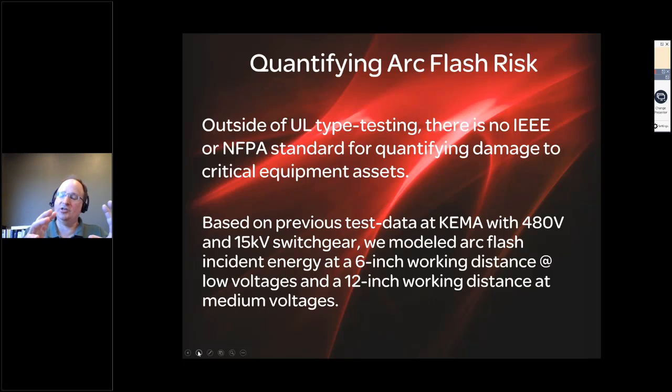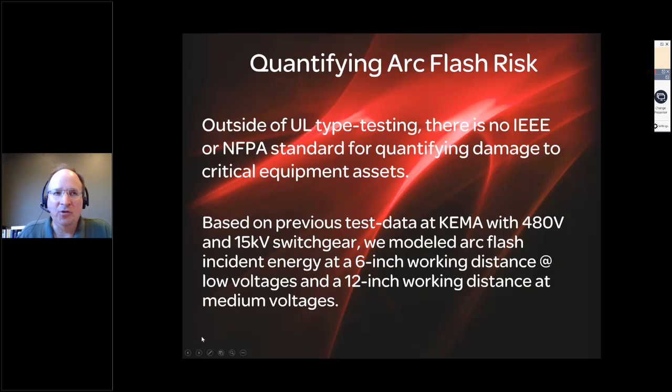So this, by 6 inches, that's not personnel working distance, that's damage within the low voltage asset itself, inside the equipment, inside the switchgear, inside the motor control center, inside the drive cabinet. So that's 1/3 the normal IEEE 1584 working distance. And we also modeled for medium voltage assets at 12-inch working distances.